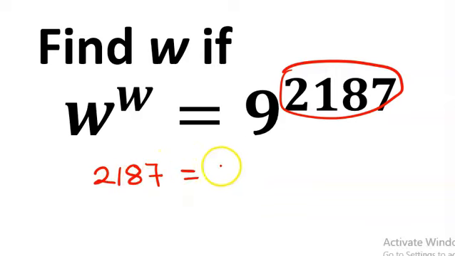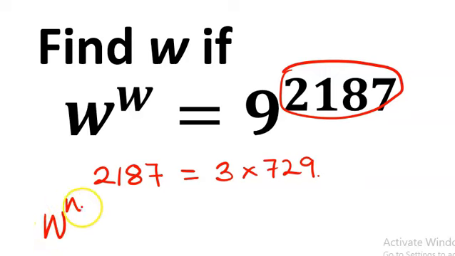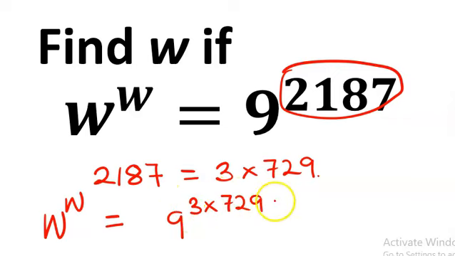2187 is the same as 3 times 729. That should be the first thing. So W raised to the power W will now be 9 raised to the power 3 times 729. Now from indices, A raised to the power M times N is the same as A raised to the power M all raised to the power N.